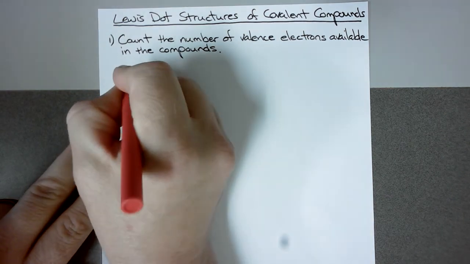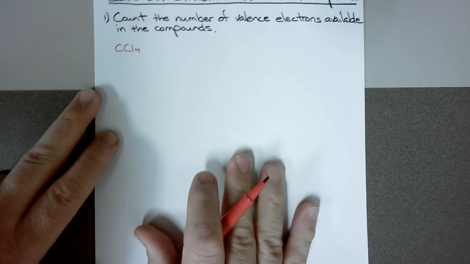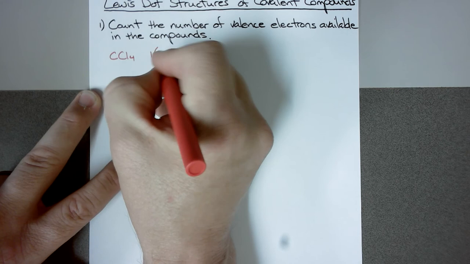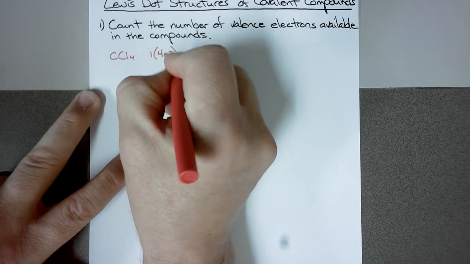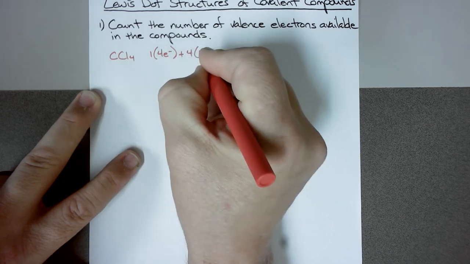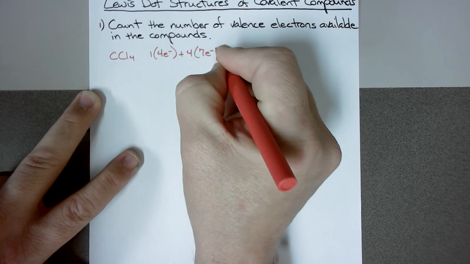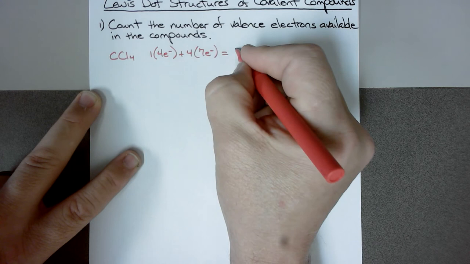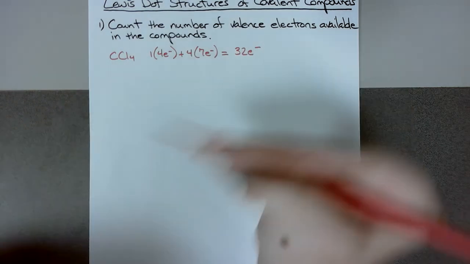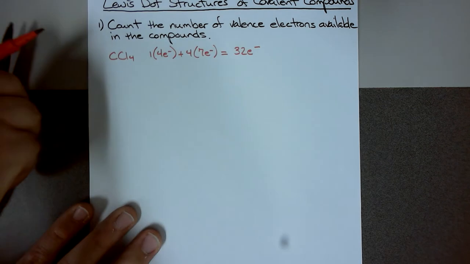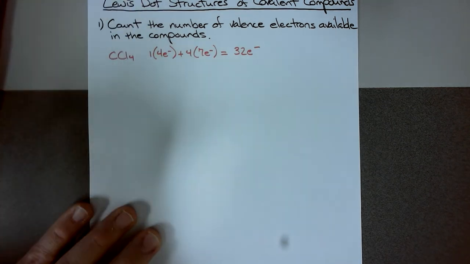CCl4. Now in this case, we have one carbon, so I write 1 times the 4 valence electrons that carbon has, plus we have 4 chlorines, so that's 4 times 7 valence electrons that each chlorine has. 4 times 7 is 28 plus 4, so that's 32 electrons available in this compound to use to draw the Lewis dot structure. You cannot use less or more. You have to use those 32 electrons when you're drawing the structure.